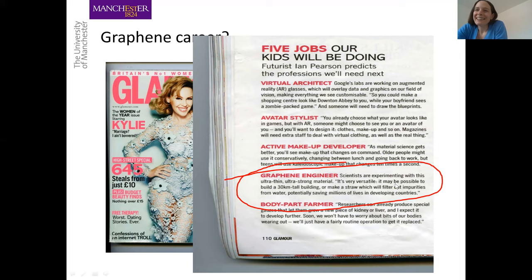So it says here that for a graphene engineer, scientists are experimenting with this ultra-thin, ultra-strong material. It's very versatile. It may be possible to build a very tall building or make a straw which will filter out impurities from water, potentially saving millions of lives in developing countries. And I'm very fortunate that I've been able to work in the last decade with people who have been trying to build ultra strong, ultra light materials with graphene, which have applications maybe not in construction of buildings, but certainly in making very light, very efficient aeroplanes or drones. I've also worked with people who are developing membranes that can be used to filter out impurities from water or to filter out very valuable chemicals or elements which can be used for a huge range of applications, including water security.